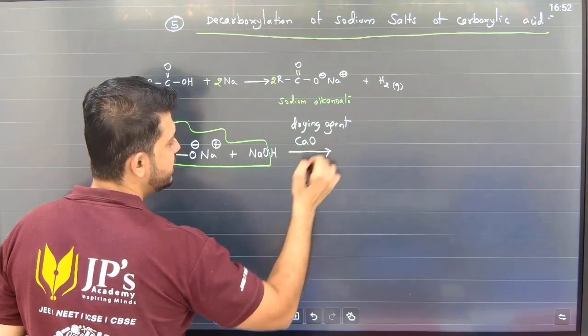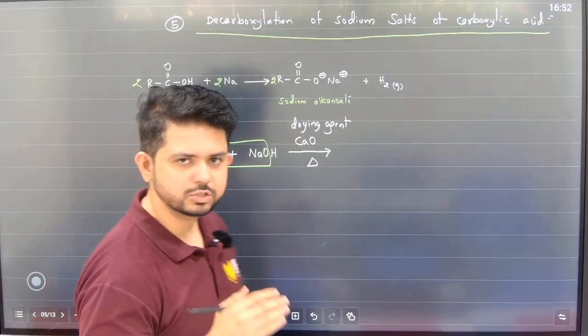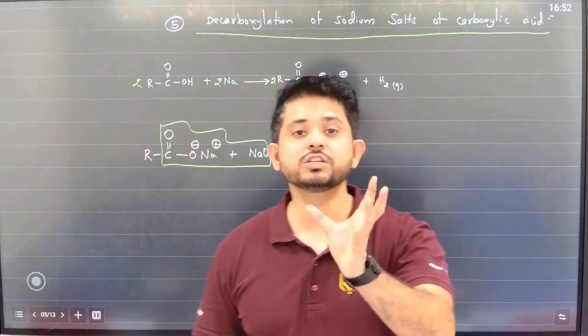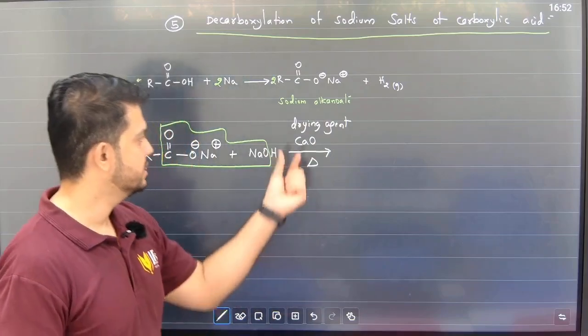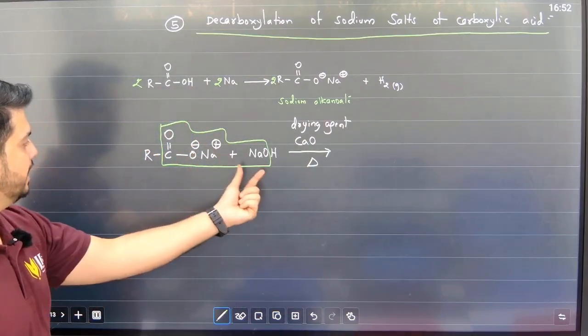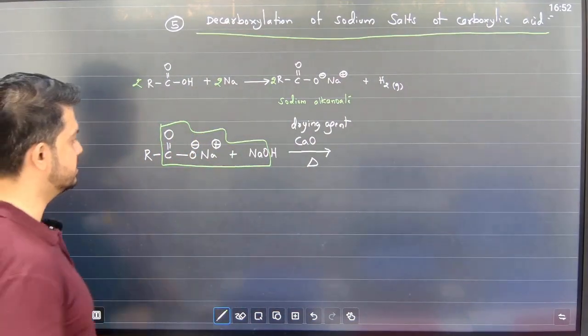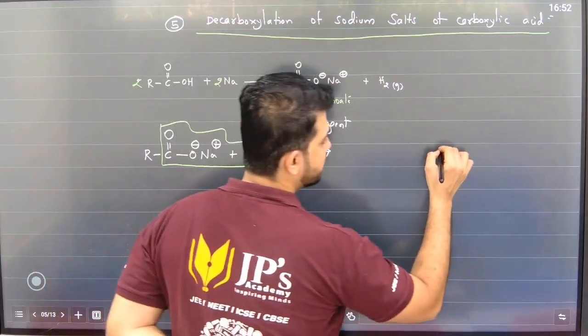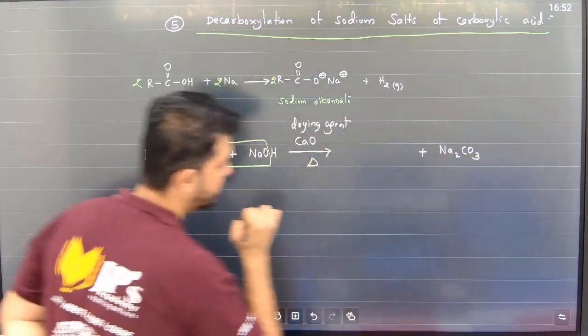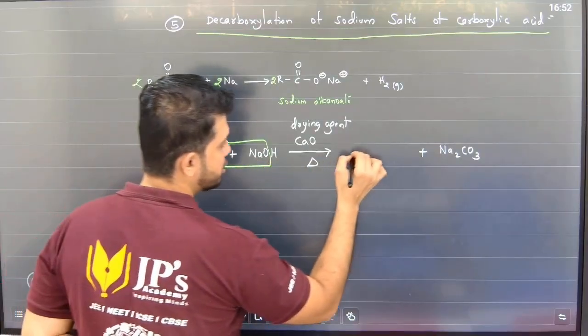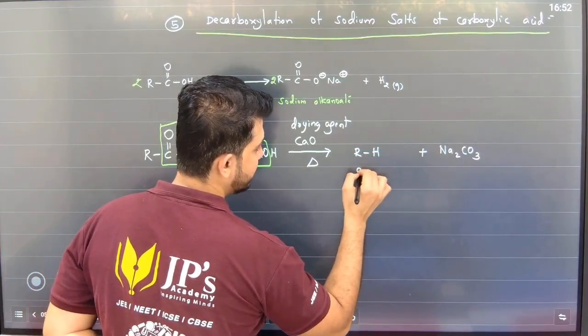The reason we need a drying agent in this reaction, students, is because if there's moisture present, there can be a problem in the reaction. That's why I need a drying agent, CaO, and this part comes out and this becomes Na2CO3, and we get RH, which is your alkane.